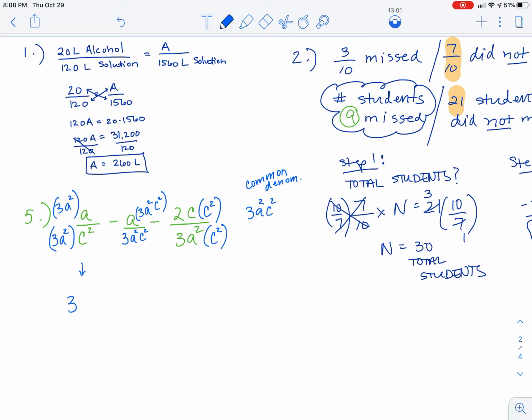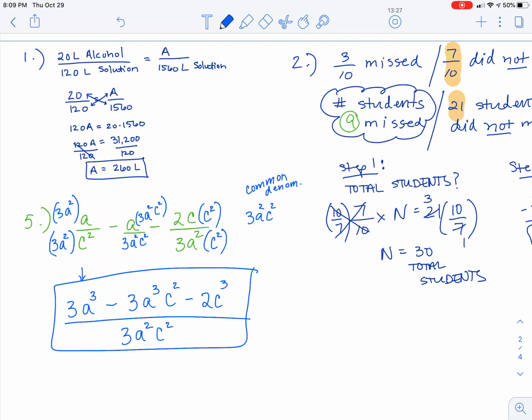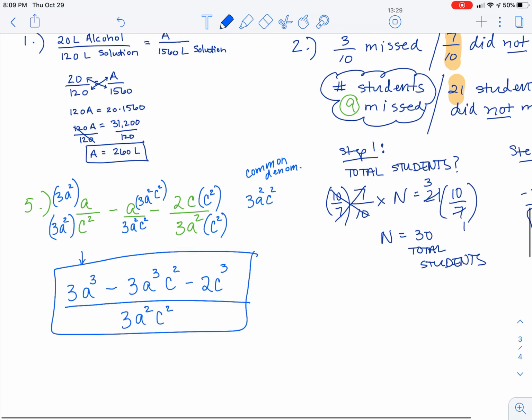So this one turns into 3a to the third power minus, we know the whole thing's going to be over that common denominator, 3a squared c squared. So we're dealing just now with the numerators of each one of these. So now I'm going to have 3a to the third power c squared minus 2c to the third power. And that's the answer to the problem.